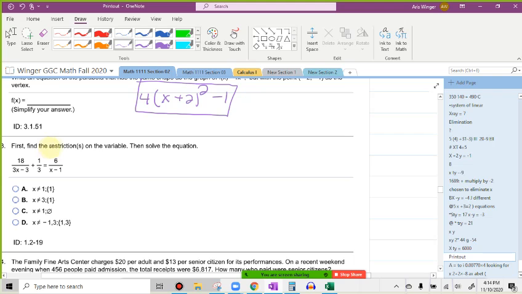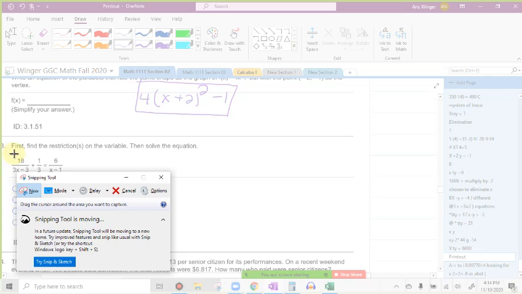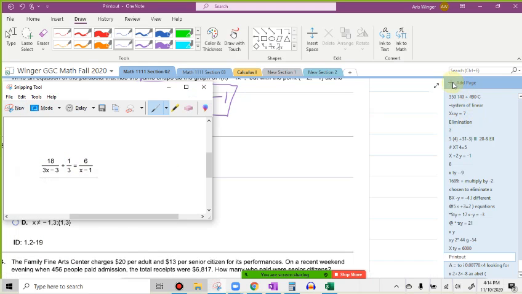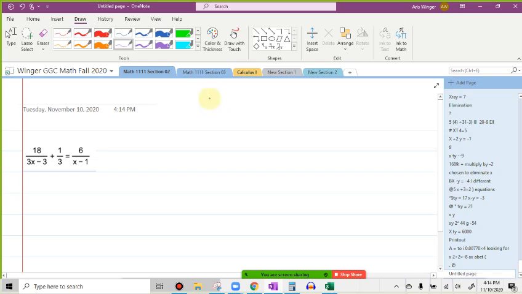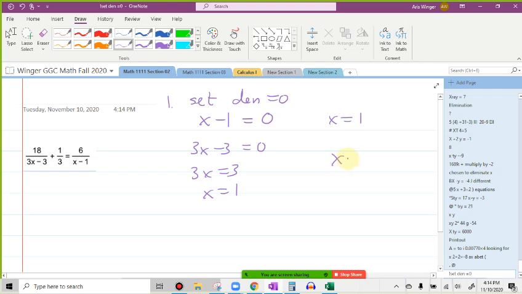Solving for s, first find the restriction of the variable, then solve the equation. So here, we'll get rid of the denominators. First of all, we'll set the denominator equal to 0 and solve, so we can make sure that we're not going to get anything wild, right? So these are all the same, basically. This is x equals 1. This is 3x equals 3. And so x equals 1. I do not want x to be 1. That would make the denominator 0.